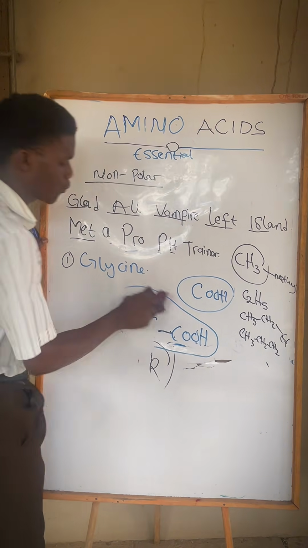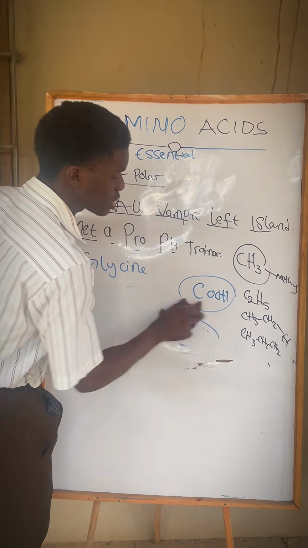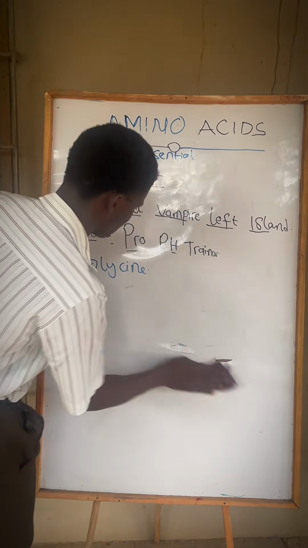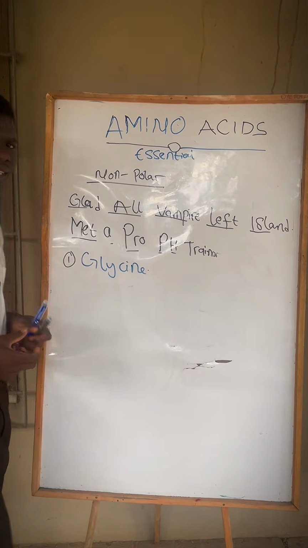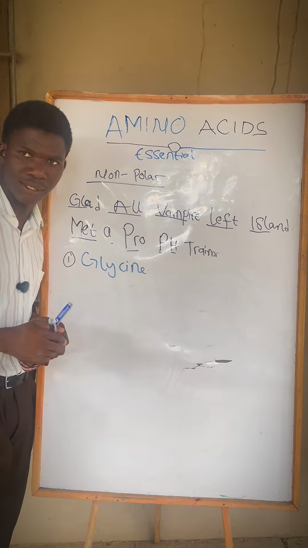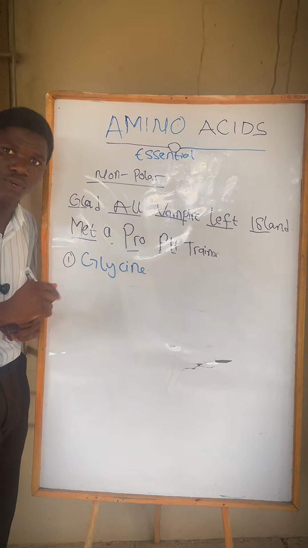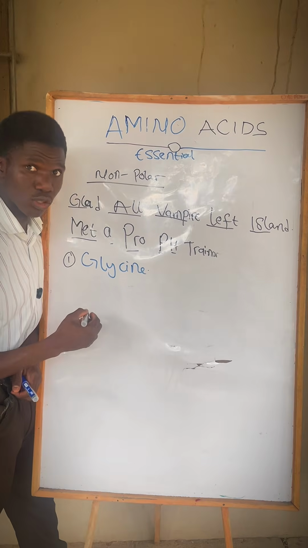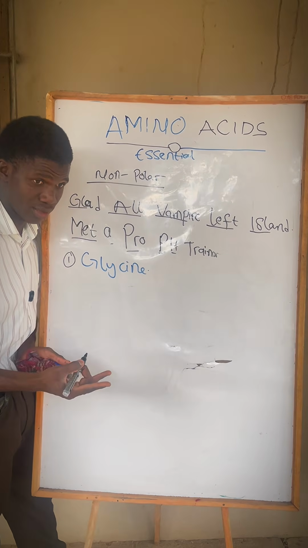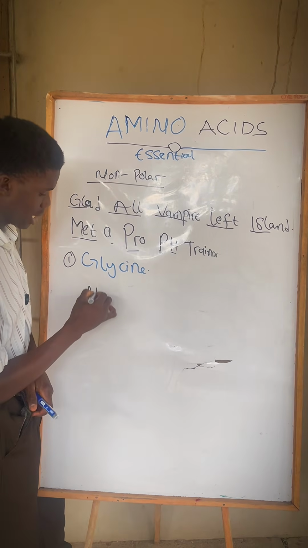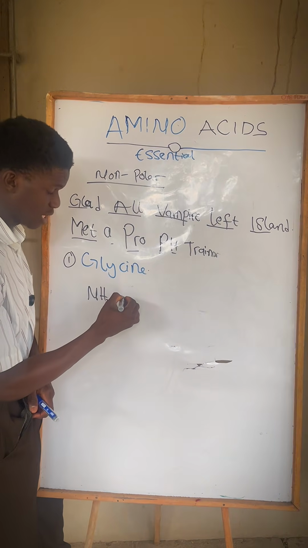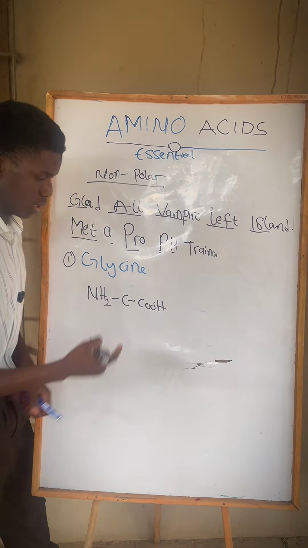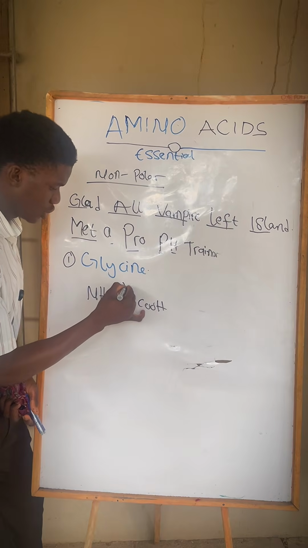Very simple structure, very simple. I said the structures are very simple. Now glycine, how do I draw the structure of glycine? Don't forget, glycine is the first guy, and because we want to draw an amino acid, we need to draw the backbone first, which is NH2, C, COOH, right? We have an H here.